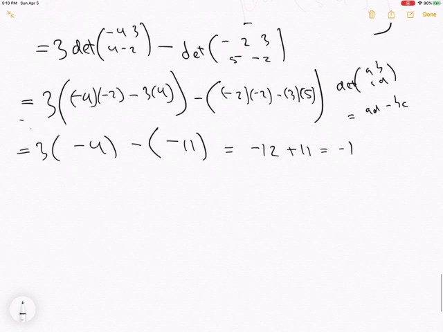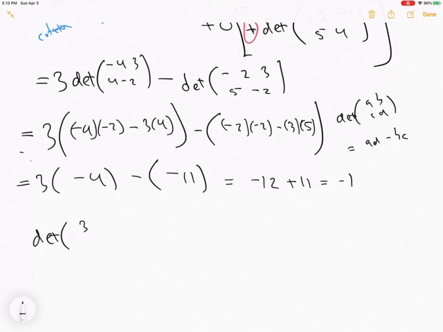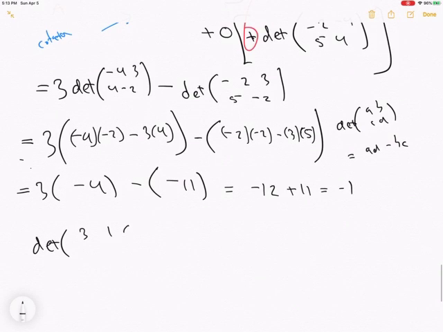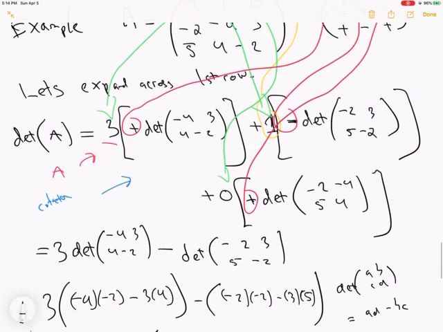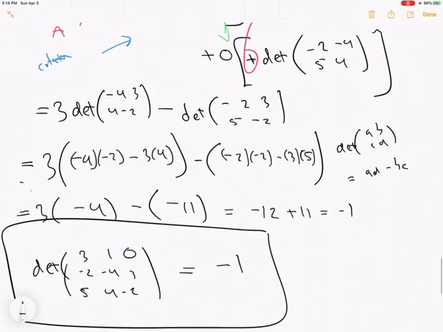So let me just rewrite what we have. So we have the determinant of this 3 by 3 matrix, which is 3, 1, 0, minus 2, minus 4, 3, 5, 4, minus 2, is the number negative 1. Okay, so that's by expanding across the first row or first column.